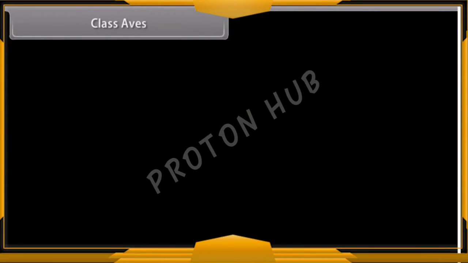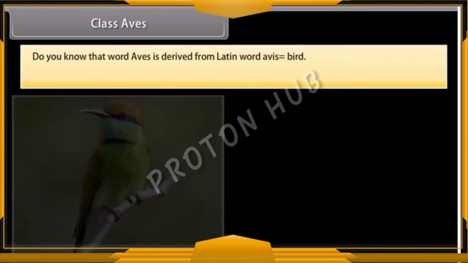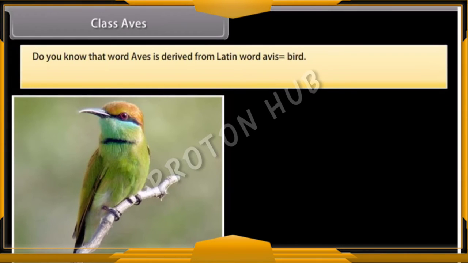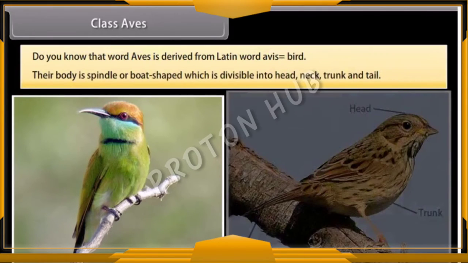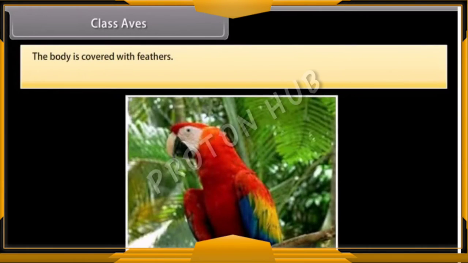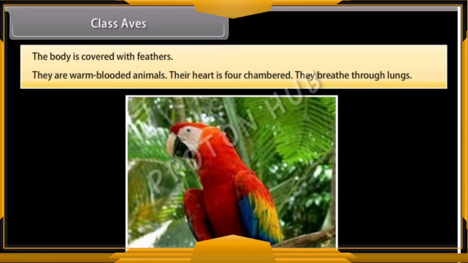Class Aves. Do you know that the word Aves is derived from the Latin word avis, which means bird? Their body is spindle or boat shaped, which is divisible into head, neck, trunk, and tail. The body is covered with feathers. They are warm-blooded animals. Their heart is four-chambered. They breathe through lungs.